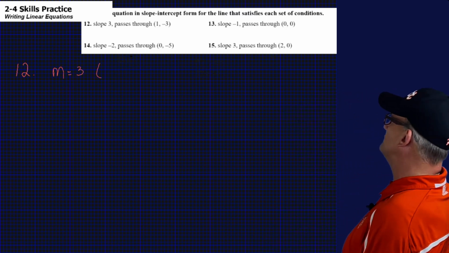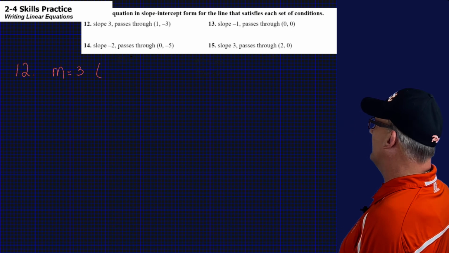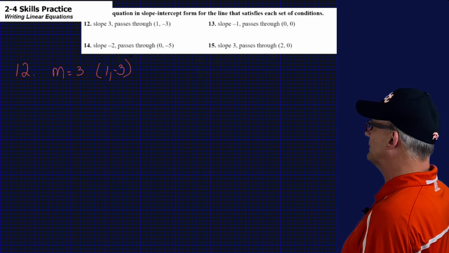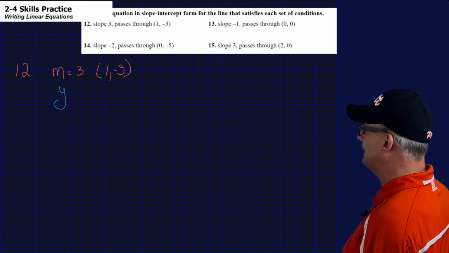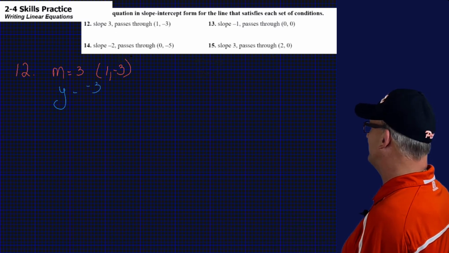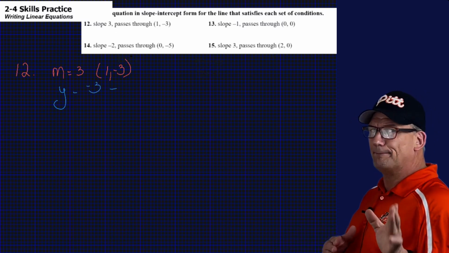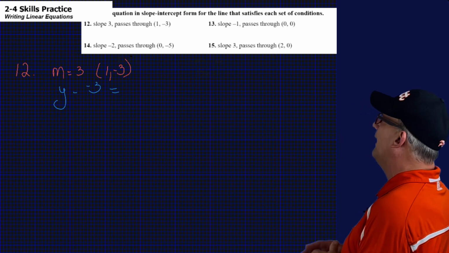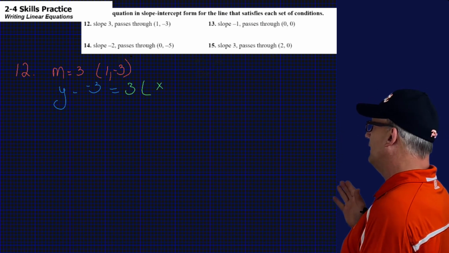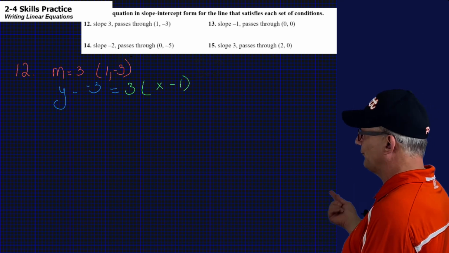All right, we're on 12. All right, so we got a slope of 3 that passes through 1, negative 3. This is all the same stuff. We're going to plug it into our point slope formula, right? So we're going to have y minus y, which is y minus negative 3, which would be a positive 3, equals, right, the slope 3 they give us.